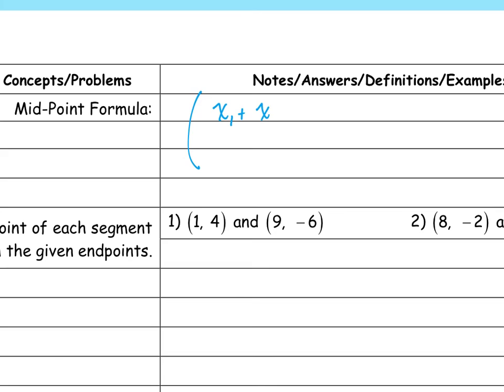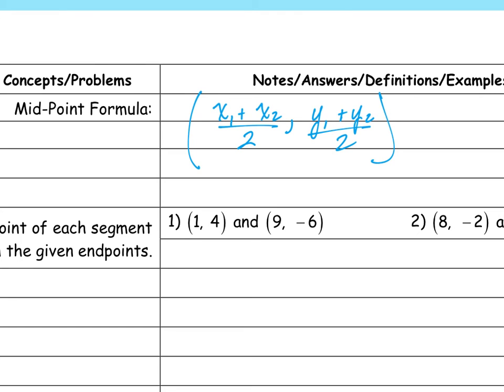x1 plus x2 divided by 2. I'm going to take the average of the x's. I'm going to add my x's together, divide by 2, and find the middle of my x's. Midpoint, right? And then I'm going to find the middle of my y's, and that's it. Add your x's together, divide by 2. Add your y's together, divide by 2. That's how you find something that's in the middle.